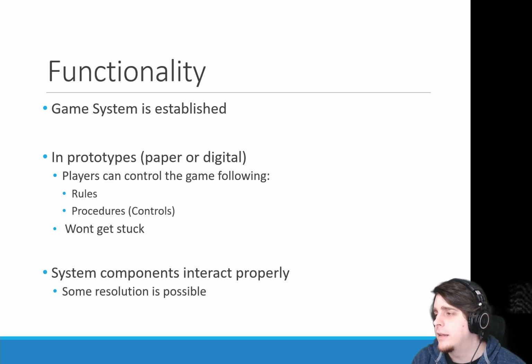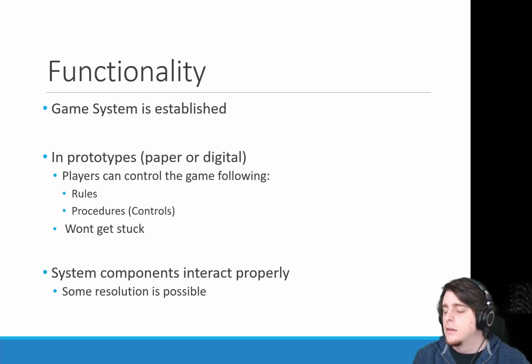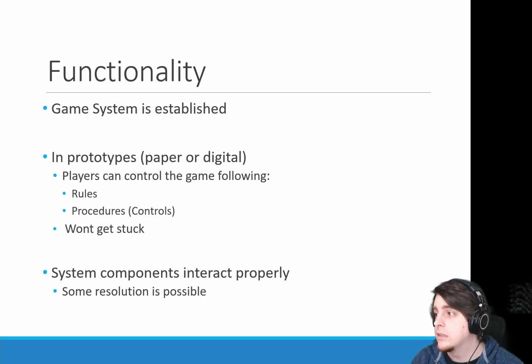the game. And to that effect, when they're doing even the smallest in-game task, they won't get stuck doing that thing. This all goes to say, for a game to be functional, or for a part of the game to be functional, the system components for that piece of the game have to interact properly. And so here on the slide it says some resolution is possible, which means that the system should be able to take in some kind of input and produce some kind of output.